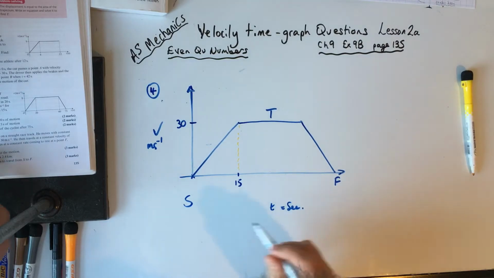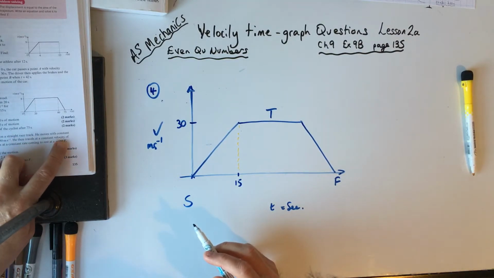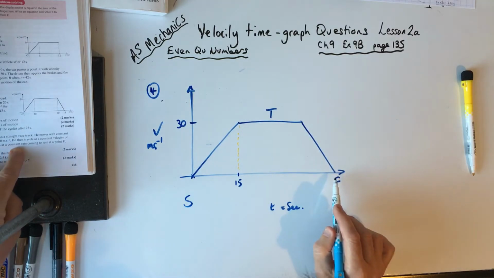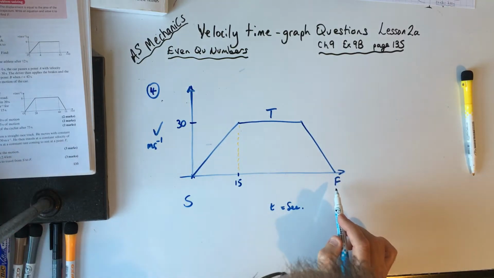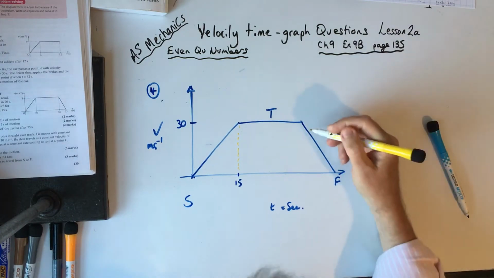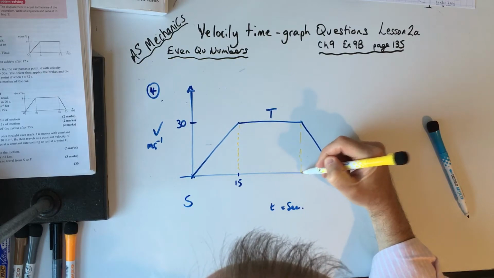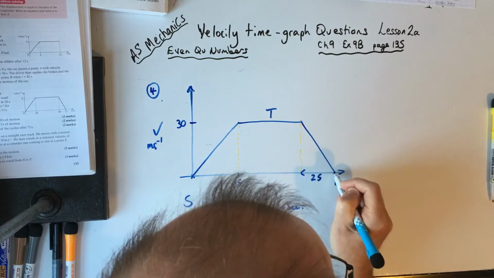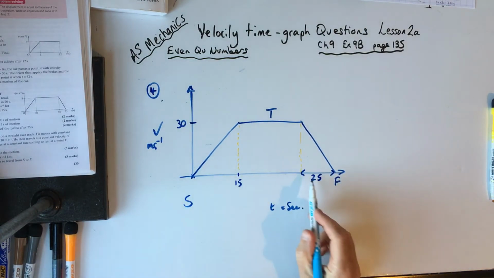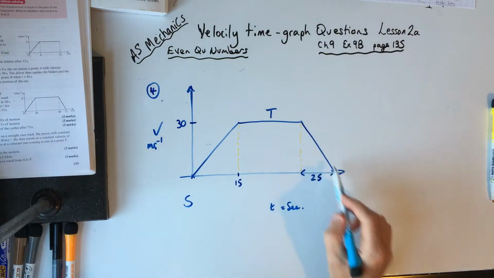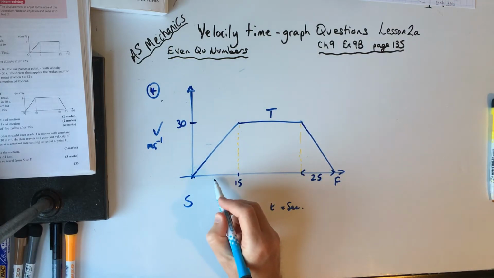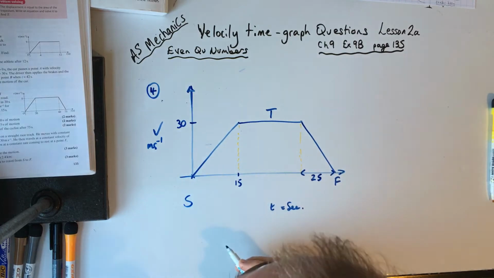He then travels at a constant velocity. He decelerates at a constant rate, coming to rest at F, 25 seconds after he begins to decelerate. Oh, I see. Okay, so that section there is 25, along the bottom. So it takes him 25 seconds to decelerate. That's what it's saying. It takes him 15 seconds to accelerate. So that section there, from there to there, is 15.